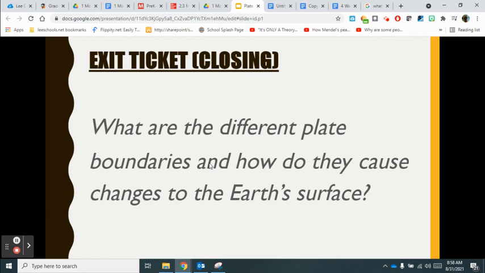And then on the right-hand side of your paper, I want you to put what are the different plate boundaries and how do they cause changes to the Earth's surface. If you are doing this from home and you do not have the worksheet, just do it at the bottom of the page.